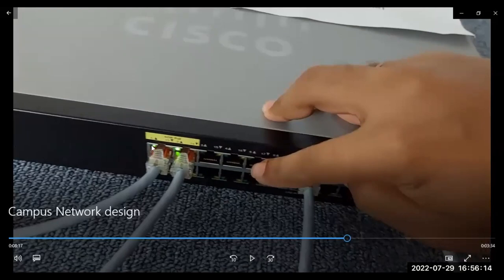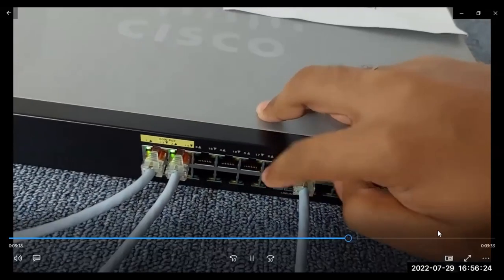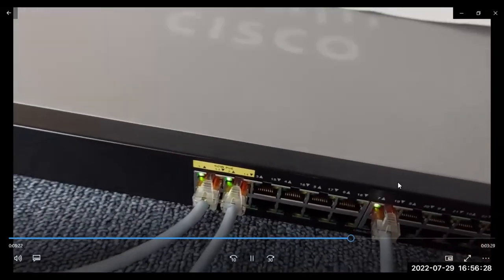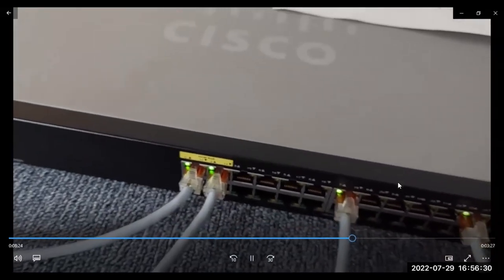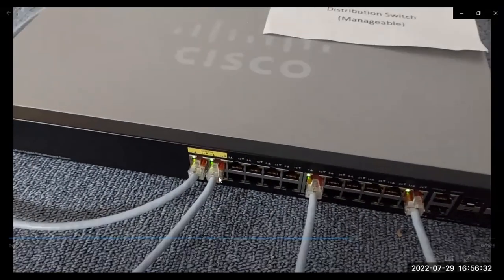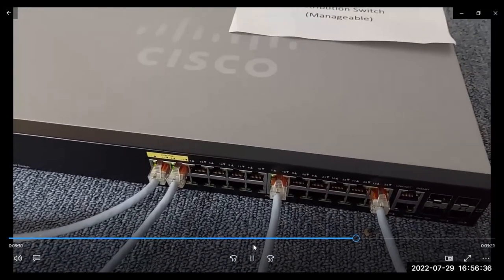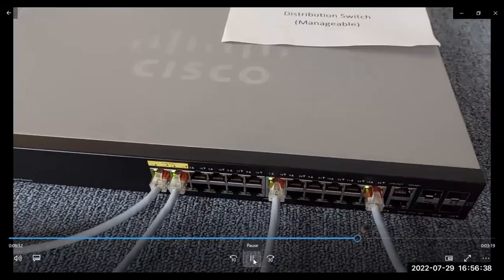Here, this is the connection for the distributed router, and this connection is for VLAN 10. This connection is for VLAN 20, and the next VLAN connection is for academic, that means VLAN 30. And here we use ports 1, 2, 3, 4, 5 for VLAN 10.